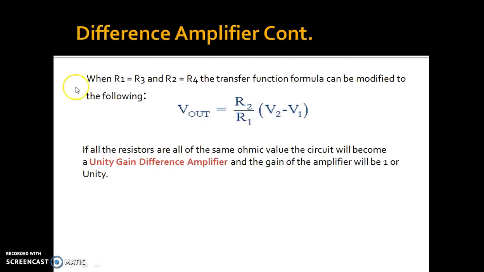Now, when R1 equal to R3 and R2 equal to R4, then we will have an equation of Vout equal to R2 by R1 into V2 minus V1. Further, if R1 is equal to R2, then the gain will be unity and the circuit will form a unity gain difference amplifier.